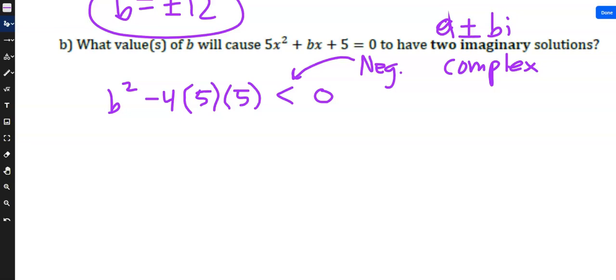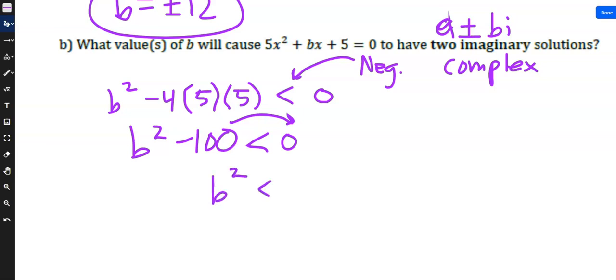All right, so let's see here. Minus 4 times 5 times 5, we got negative 100. So b squared minus 100 is less than 0. Getting ahead of myself. The 100 moves to the other side. B squared is less than positive 100.